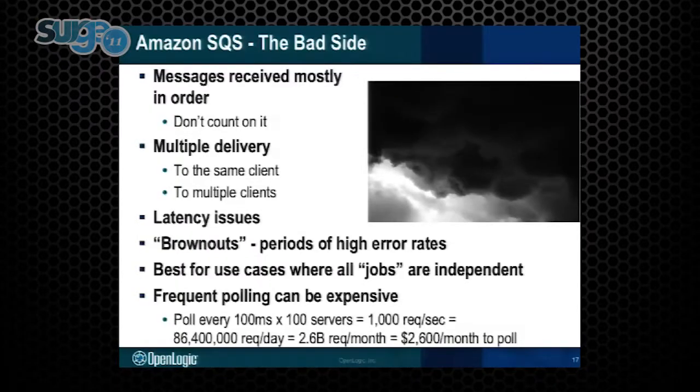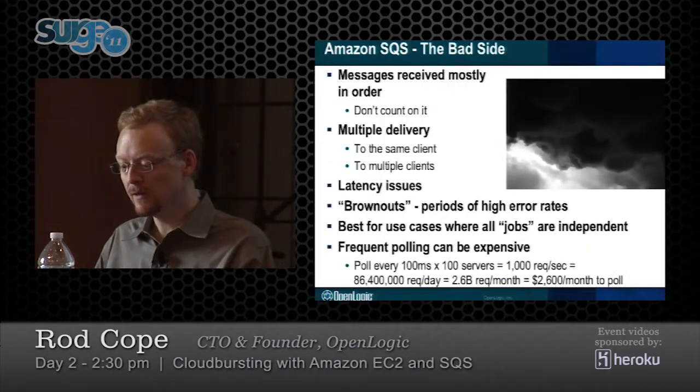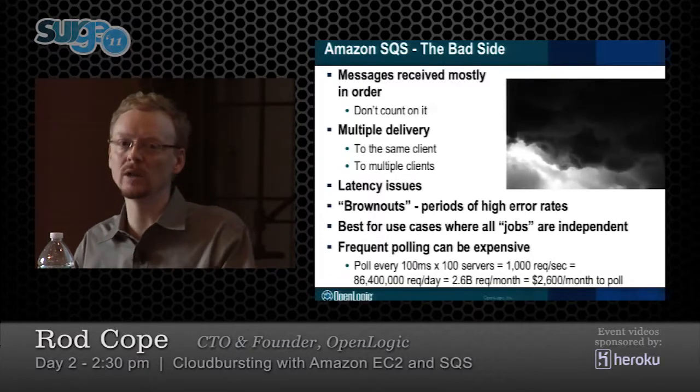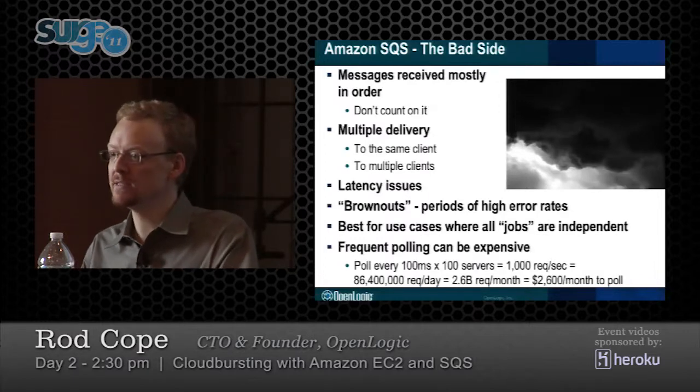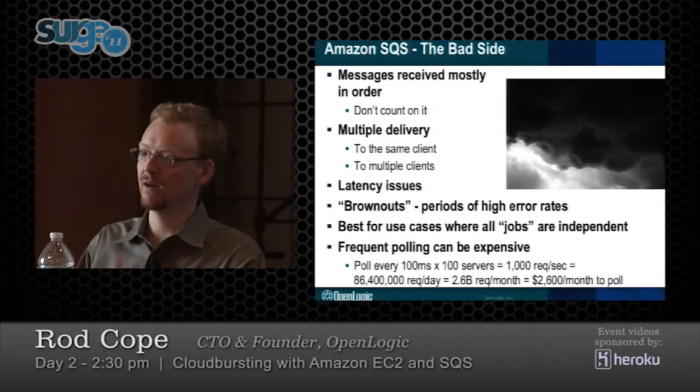The stormy cloud side of SQS, that you have to deal with to get the goods. You get the messages mostly in order, but don't count on that. If you expect to make sure you see one message and then another because there's some dependencies, don't. That won't work. Don't even try it. You will get multiple delivery because they guarantee they'll deliver at least once, and you can bet that you'll see the same message delivered to exactly the same client more than once, or multiple clients at the same time, or even multiple clients across a period of seconds or minutes even, right?